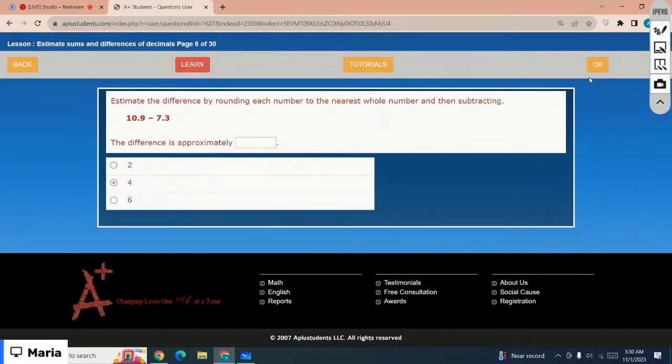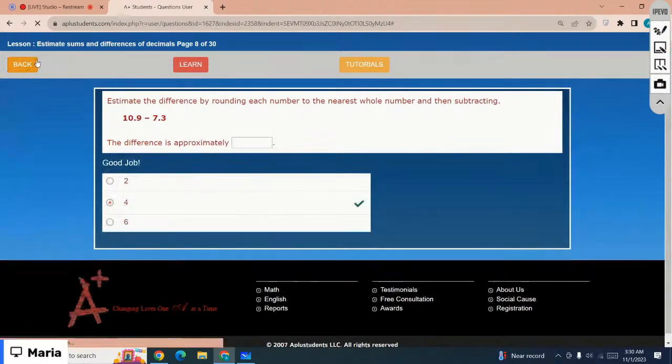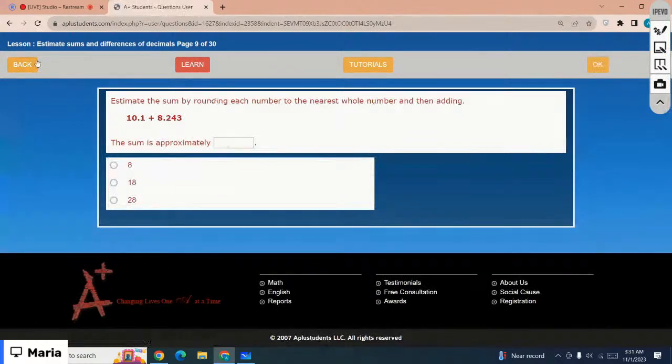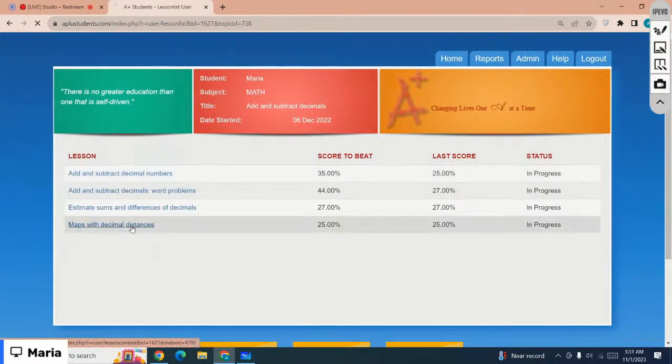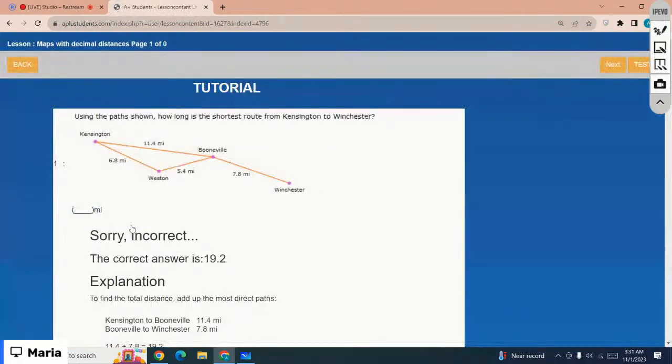Okay, you can complete the lesson by yourself later today. Let me just move on to the next lesson. And the next lesson is maps with decimal distances. So let's just start with the lesson. Using the path shown, how long is the shortest route from Kensington to Winchester?